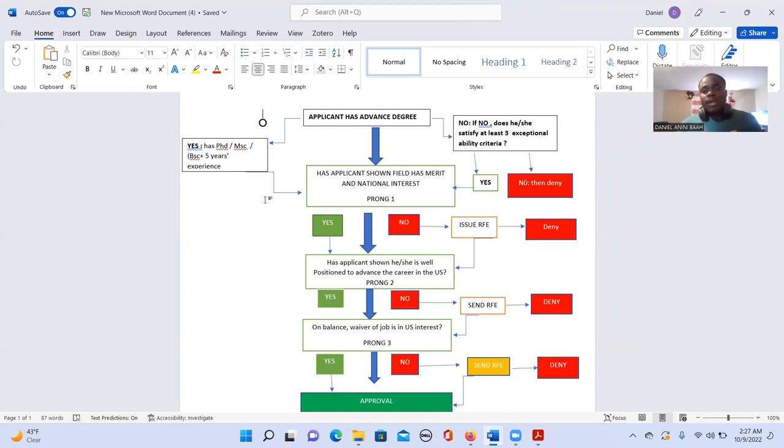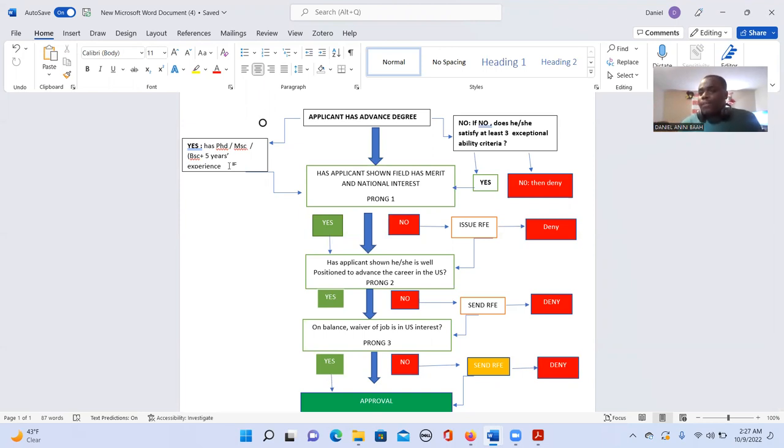So this is what we did last week. We looked at the framework which officers follow to adjudicate a case. The first thing the officer looks for is an advanced degree. Do you have an advanced degree, in the case of a master's or PhD, or a bachelor's plus 5 years of experience? That constitutes an advanced degree.